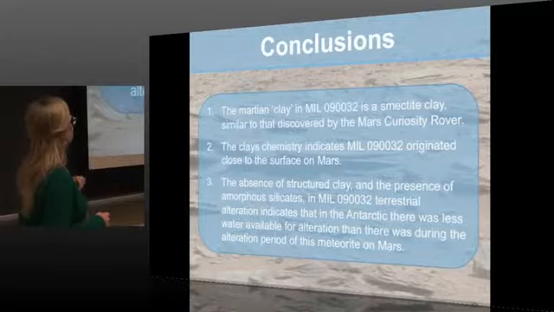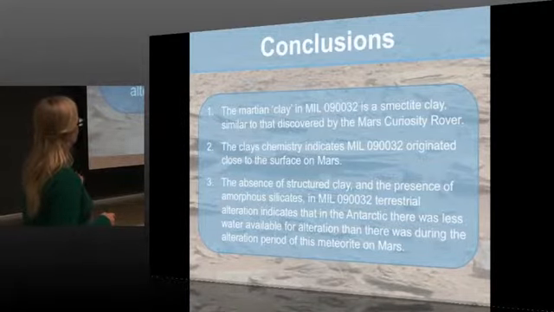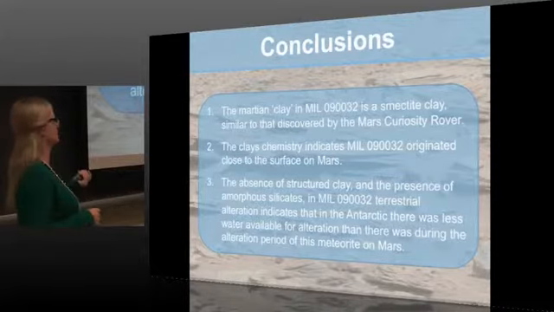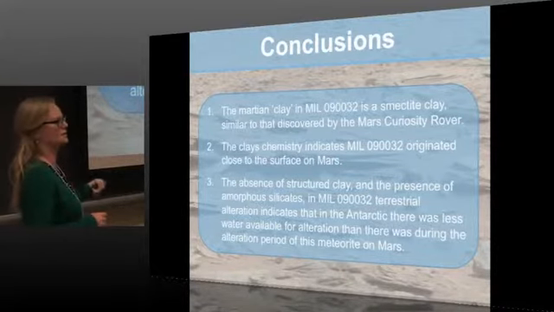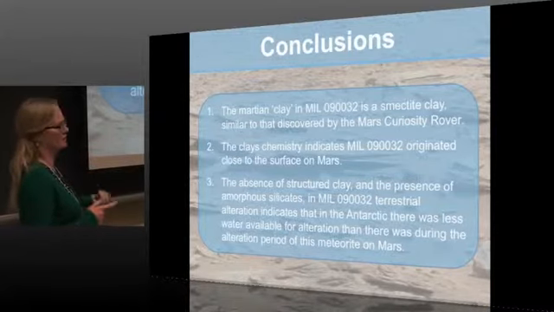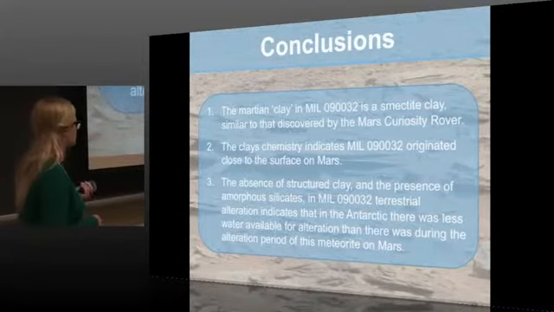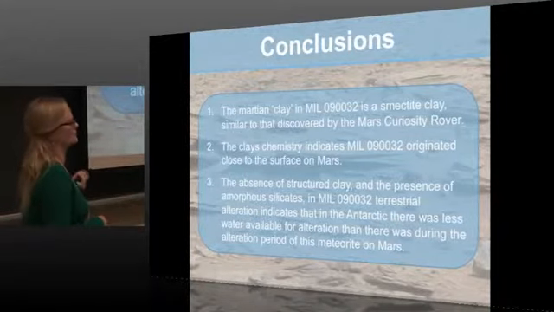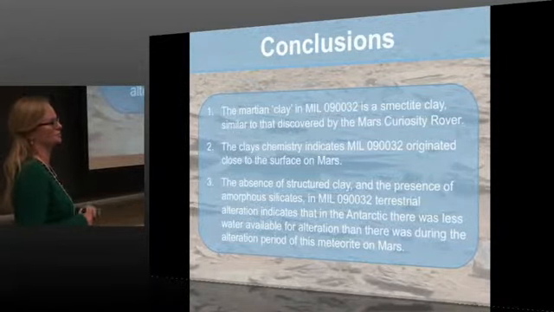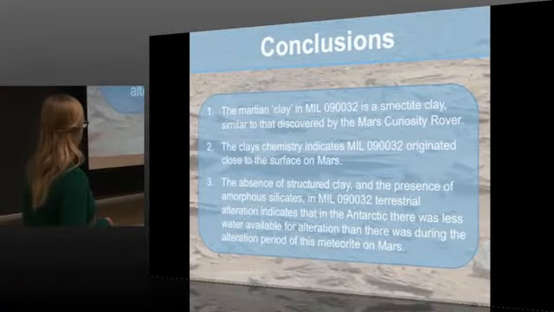But the really important thing that we found was the fact that in the Antarctic, the water-rock ratio in this specific meteorite was lower than it was when these Martian alteration clays formed. So it could be that the Antarctic is actually drier than the surface of Mars, or at least at the time that these clays were formed. Okay, I think that's it.